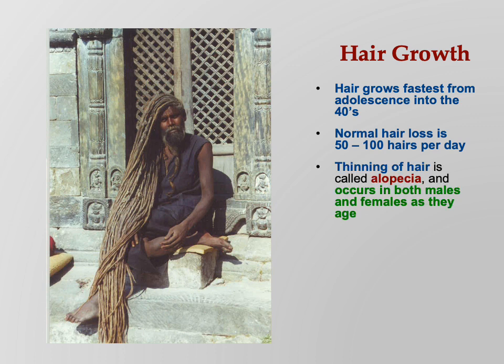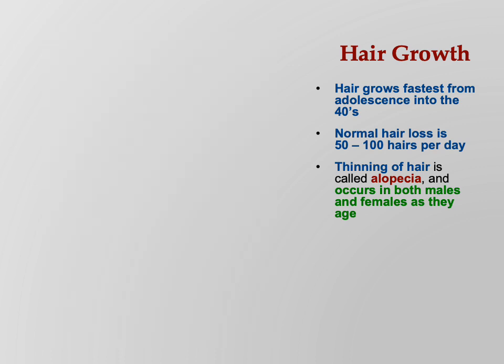Thinning of hair is called alopecia. That's a word I want you to know. It's a good word. Happens in both males and females, by the way. Happens as you get older. You lose hair. Can't help it. Some people lose more than others. There are differences in genetics, but everybody loses a little bit.